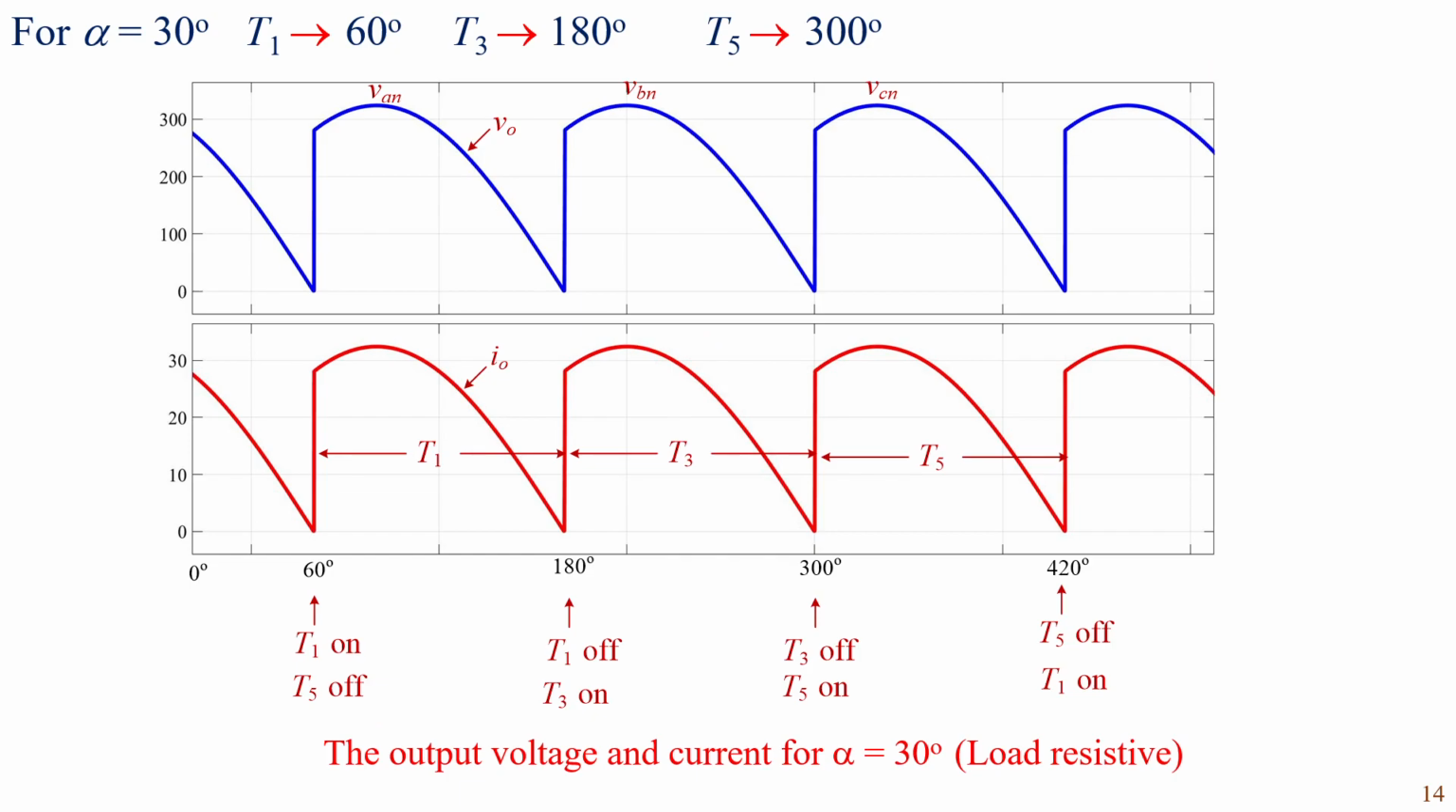Here, when alpha equals 30 degrees, for every pulse, the load current falls to 0. Whenever the load current falls to 0, the load current is said to be discontinuous. In three-phase half converter, if alpha is greater than or equal to 30 degrees, the load current becomes discontinuous. For alpha less than 30 degrees, the load current is continuous even for resistive load.